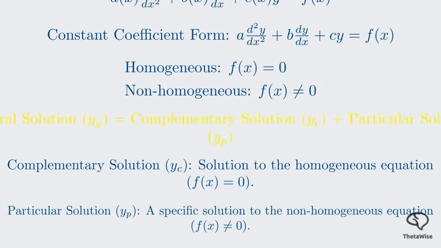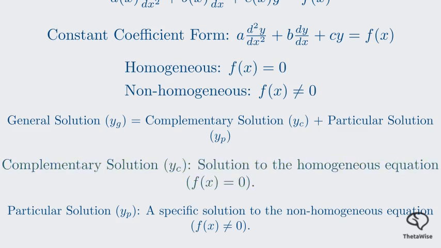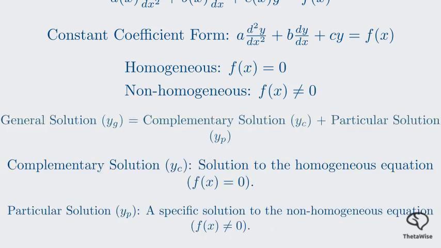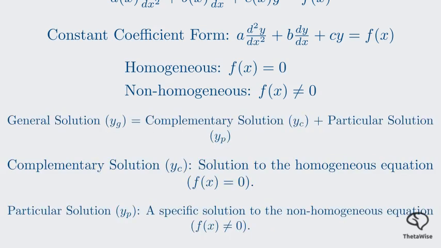You'll see this method applied repeatedly in the coming examples. Remember this fundamental structure. First find yc, then find yp. Add them together to get yg. This is the cornerstone of our entire process. Let's focus on that all-important first step, finding the complementary solution, yc.